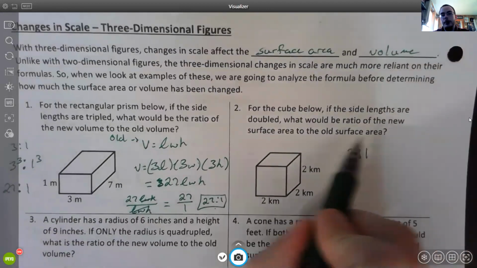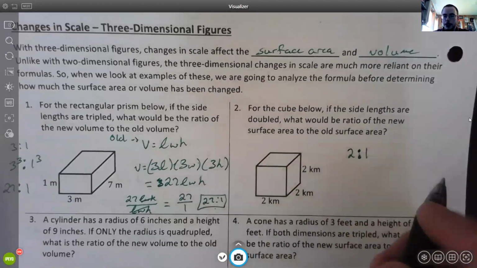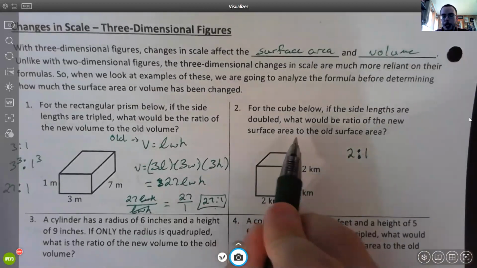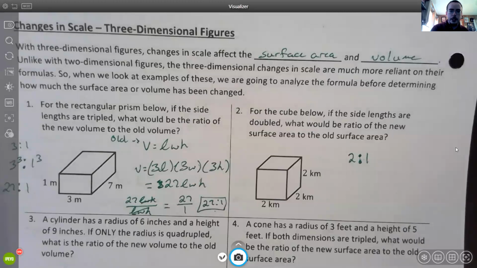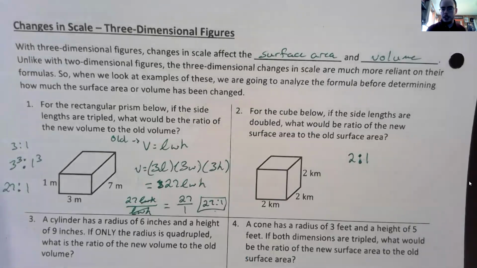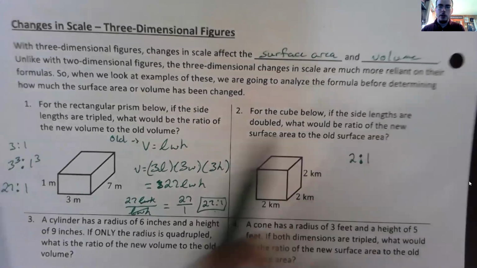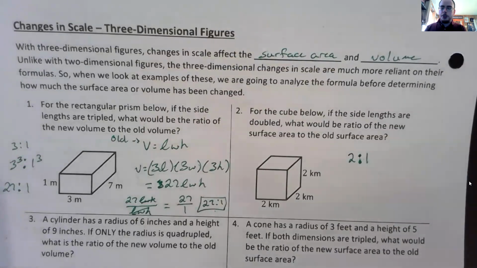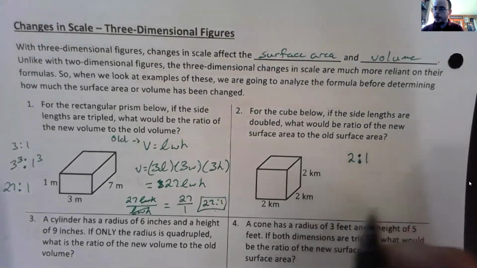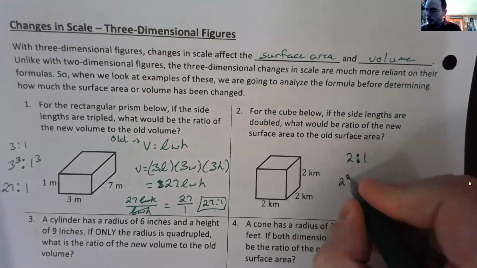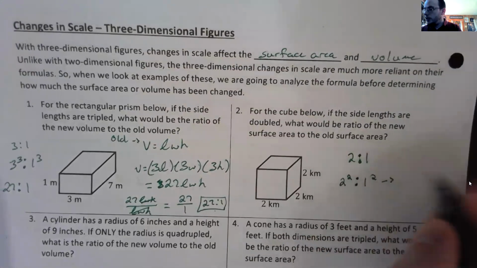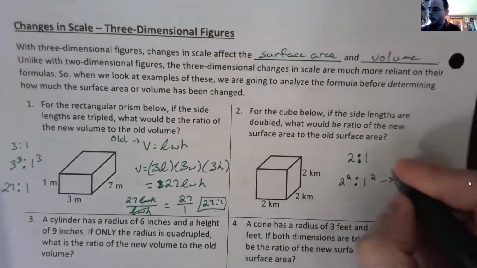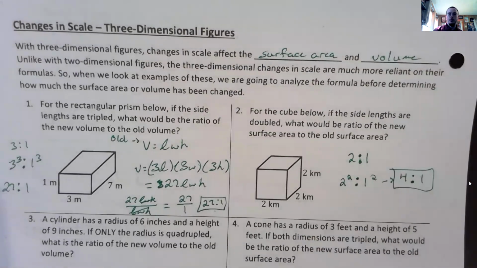Now it wants the ratio of the new surface area to the old surface area. Well, surface area is measured in square units. All right, sorry about that. So our ratio of the sides, our scale factor is 2 to 1. And we're looking for the surface area, and the surface area is measured in squared units. So we're going to have to square our side ratio. So we do 2 squared and 1 squared, just like we did when we did similar figures. And when you do that, you get 4 to 1. So the ratio of the new surface area to the old surface area would be 4 times as large.